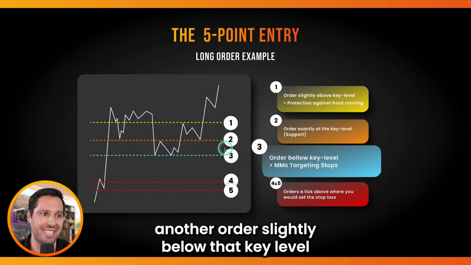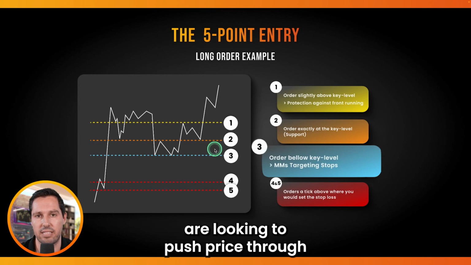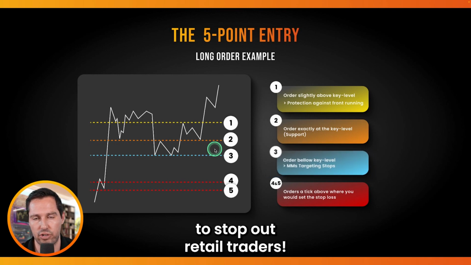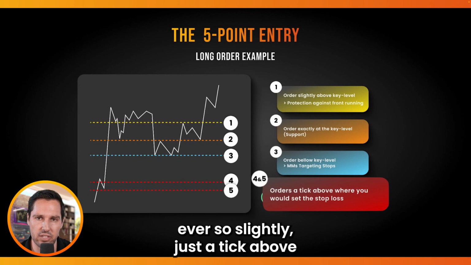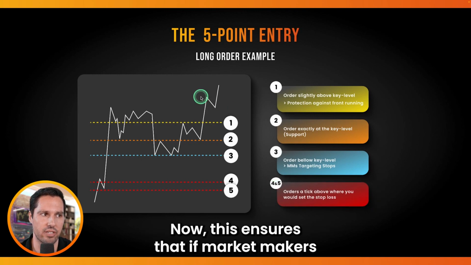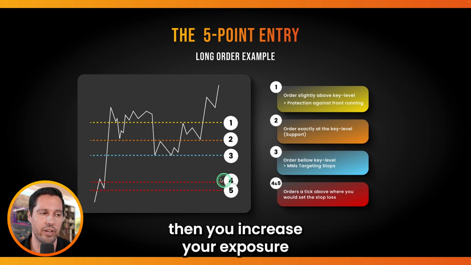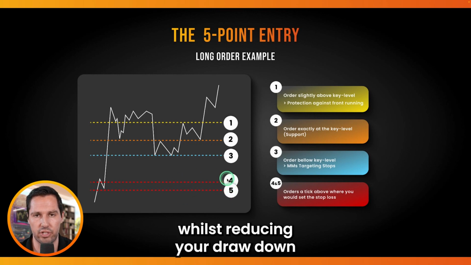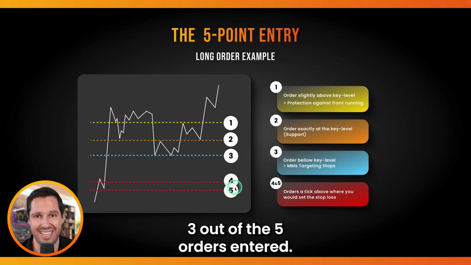Number three, you're going to place another order slightly below that key level in the event that market makers are looking to push price through to stop out retail traders. And number 4 and 5, you're going to place your orders ever so slightly, just a tick above where you would have set the stop loss. Now, this ensures that if market makers send price even further down, then you increase your exposure whilst reducing your drawdown because you only have 3 out of the 5 orders entered.